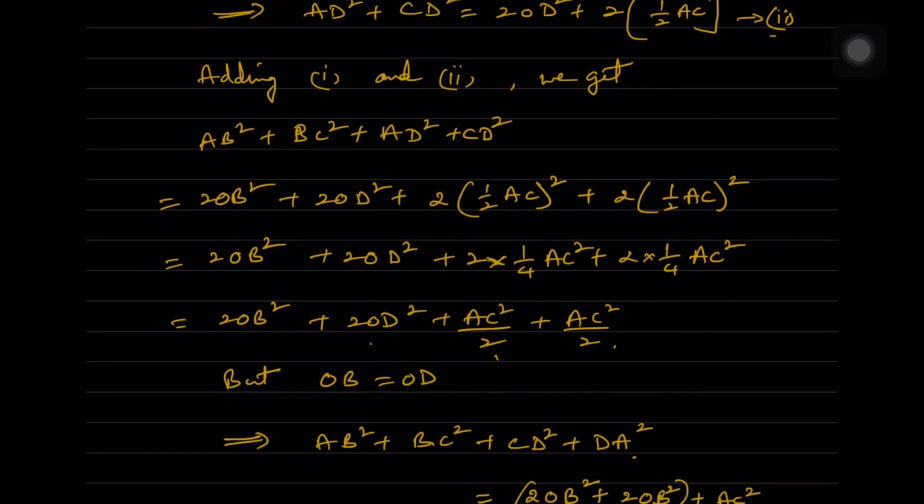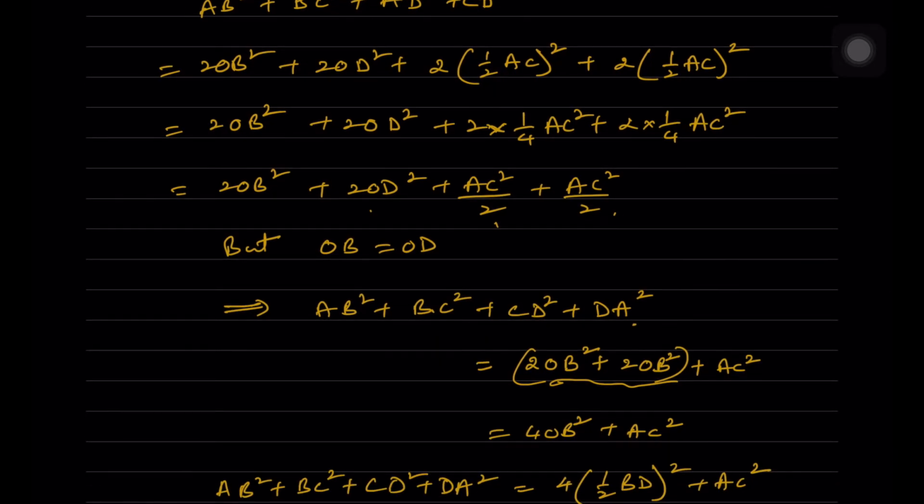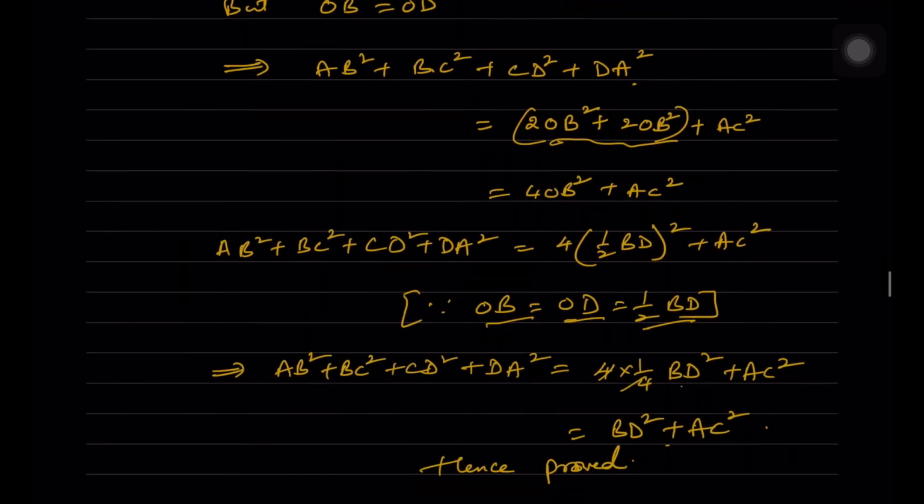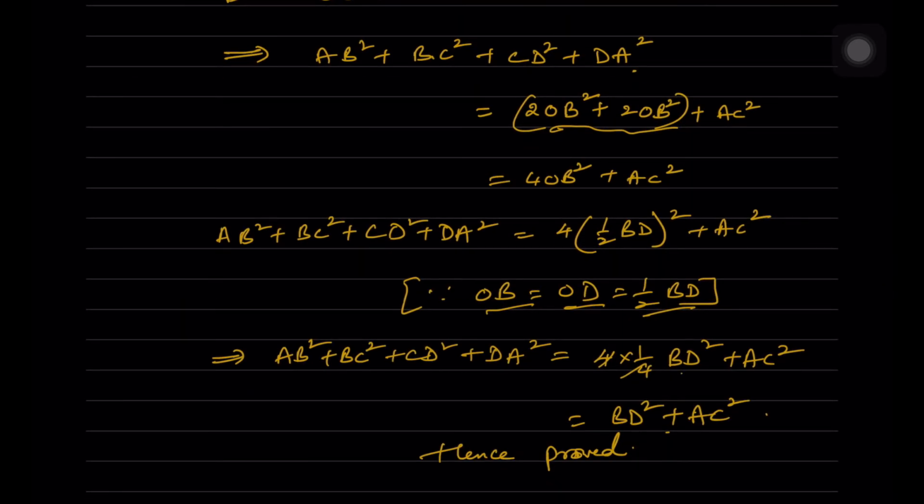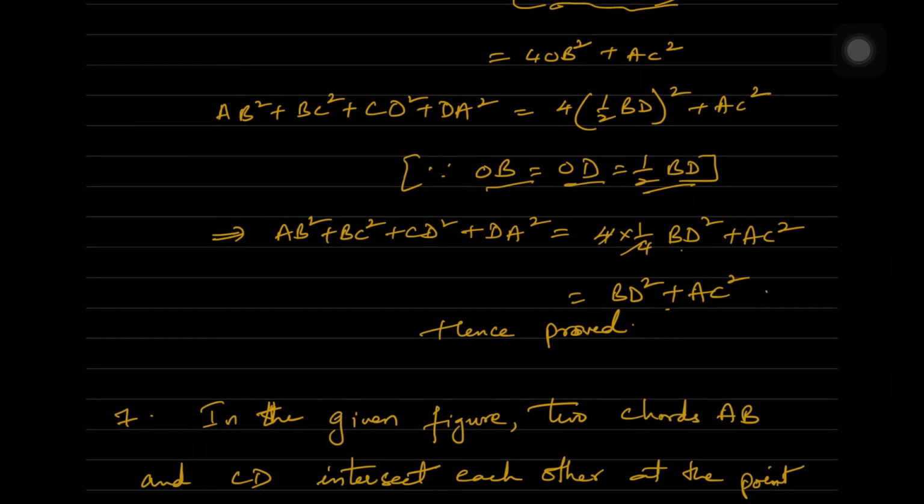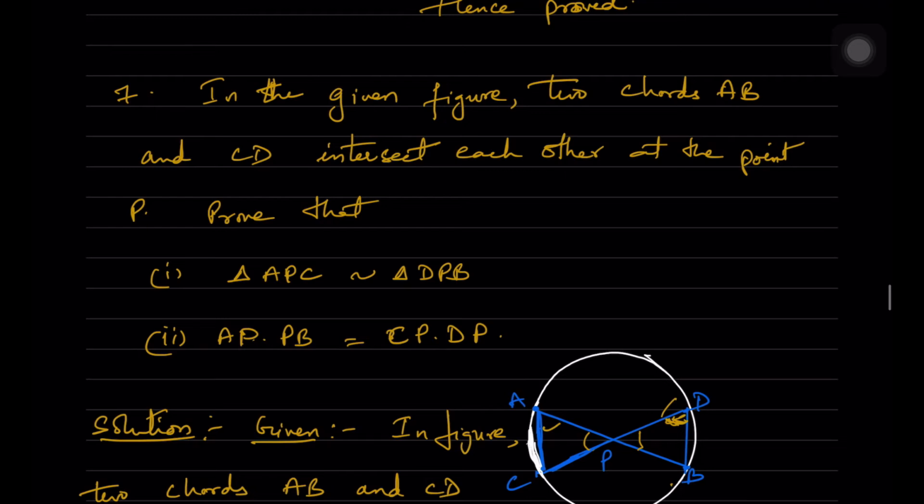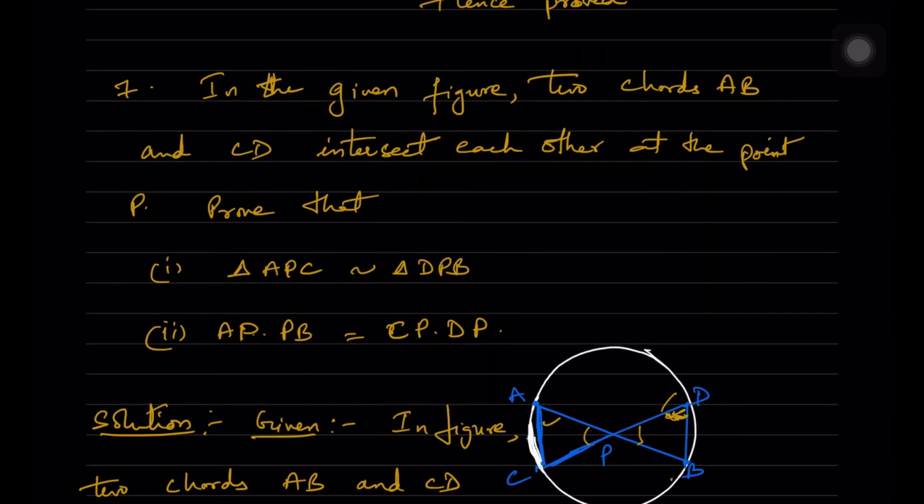So but OB is equal to OD. So you can write this as 4OB square plus AC square. But OB is equal to OD is equal to half of BD. So therefore when you are writing AB square plus BC square plus CD square plus DA square is equal to 4 into 1 by 4 into BD square plus AC square, therefore which is equal to BD square plus AC square, hence proved.